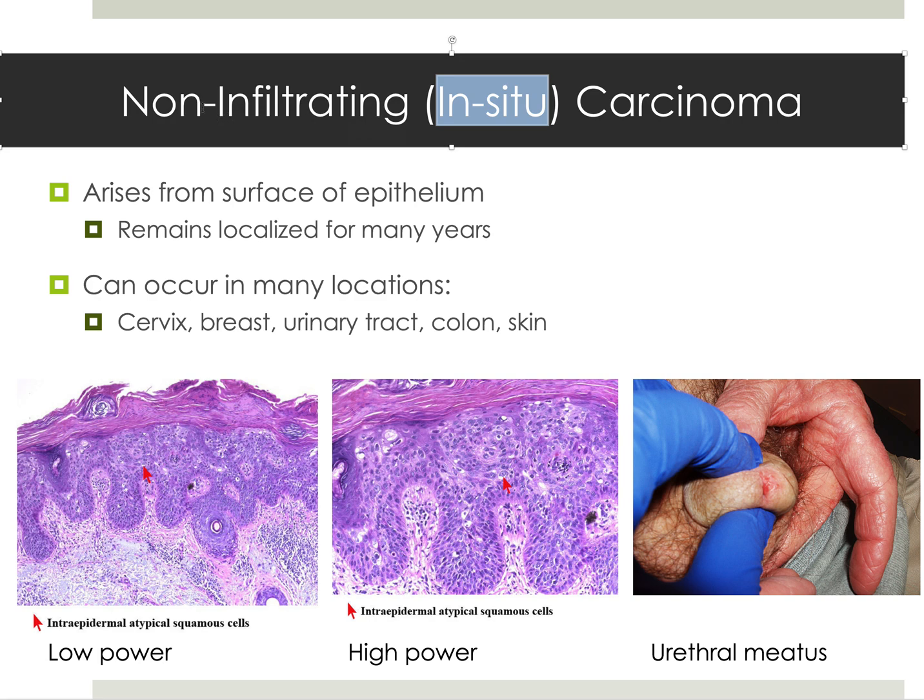They can stay there, they can keep getting bigger, but they can't go infiltrate the next layer. So taking a look at this picture, this is an intraepidermal atypical cancer, so a non-infiltrating squamous cell carcinoma, first under low power magnification, then high power. What you see pathologically is this nice border of abnormal cells.